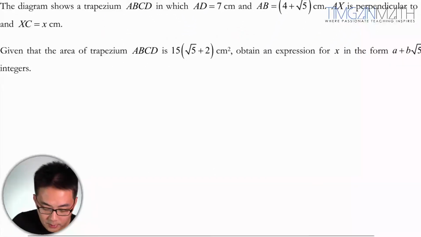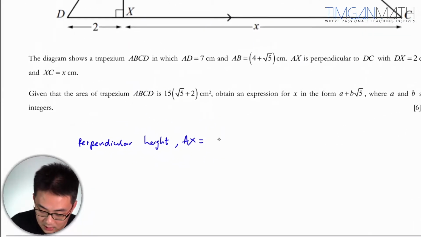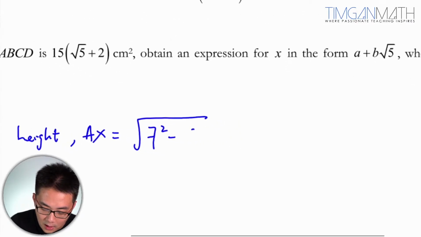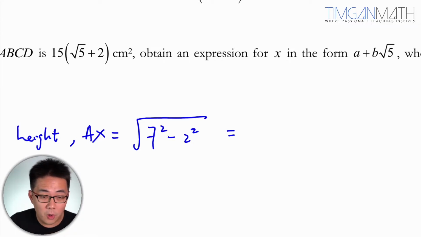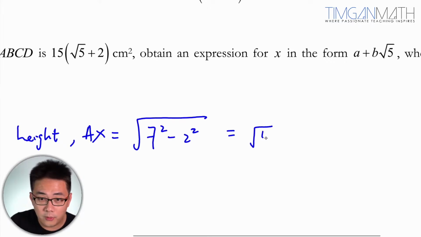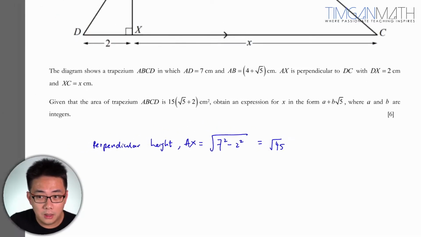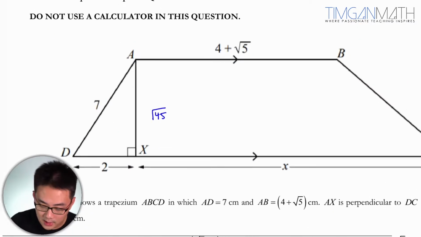So I'm just going to find the perpendicular height, which is actually AX. What I need is 7 squared minus 2 squared, all square rooted. So 49 minus 4, which is actually root 45. Great. Now we have root 45 as our AX.